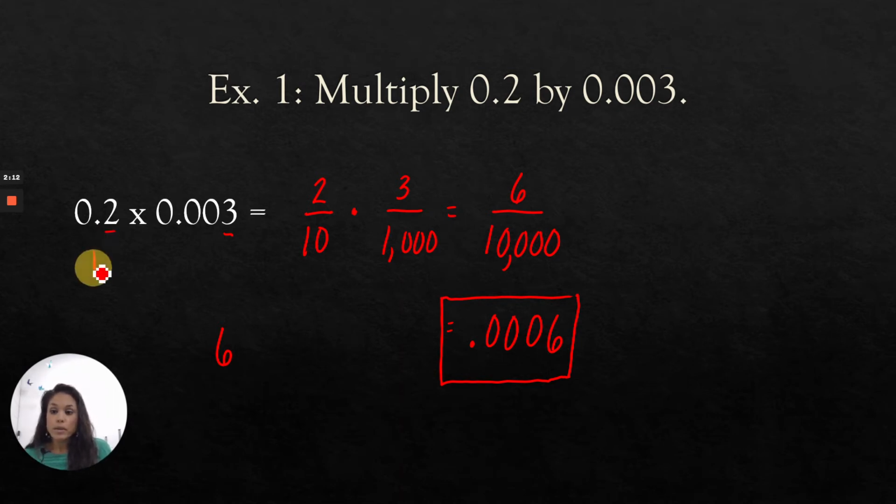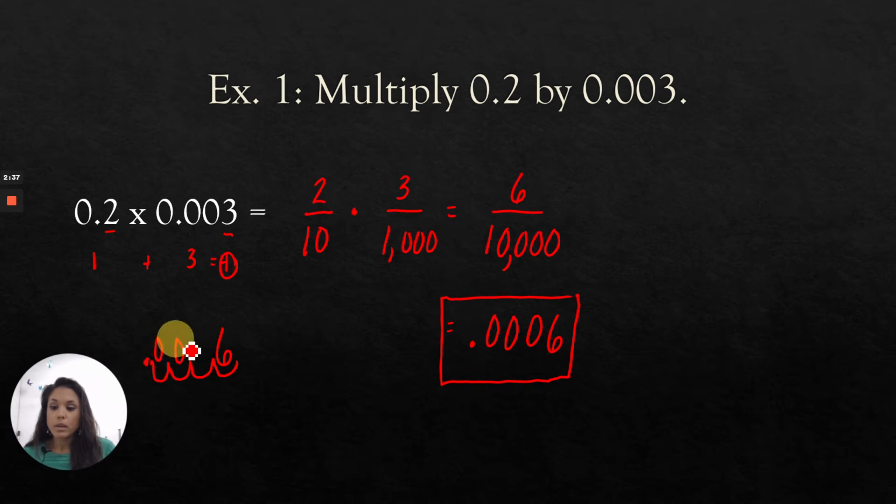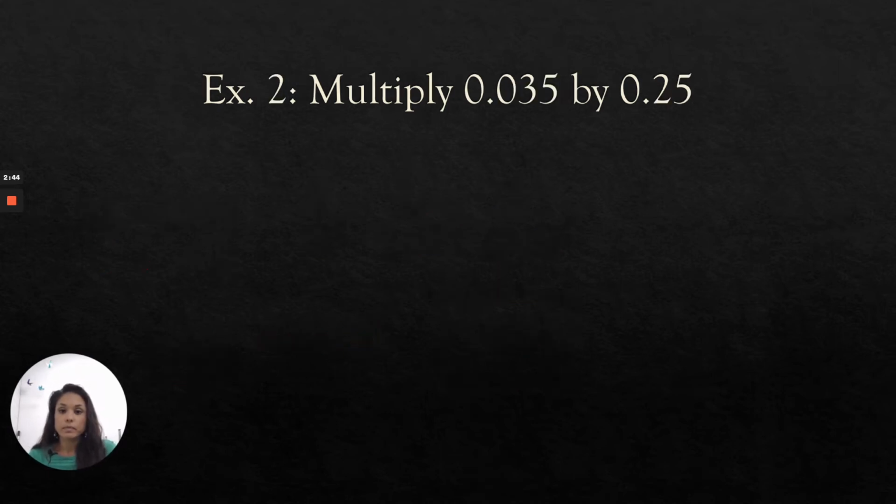So we have 1 decimal place here. We have 3 decimal places here. You add those together and that equals 4. 4 total decimal places. So I know with this 6, I need to bring the decimal over 4 times. 1, 2, 3, 4. Put my decimal there. Okay, so this turns into this number, 6/10,000ths.